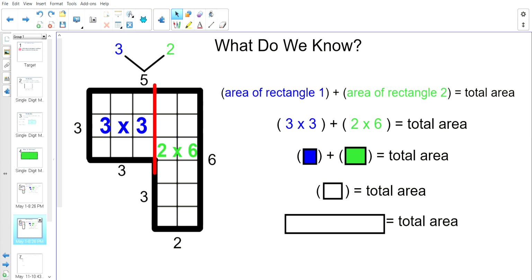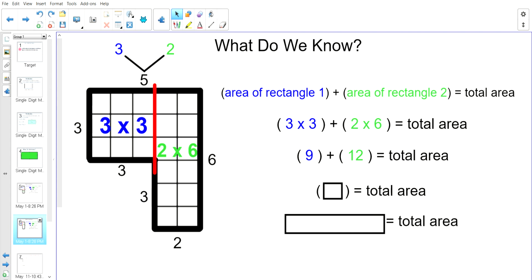What is the area of a 3 by 3 rectangle? What does 3 times 3 equal? 3 times 3 equals 9. So the area of that 3 by 3 rectangle, rectangle 1, is 9 square units. What is the area of a 2 by 6 rectangle? What does 2 times 6 equal? Yes, 2 times 6 equals 12. So the area of rectangle 2, the 2 by 6 rectangle, is 12 square units.